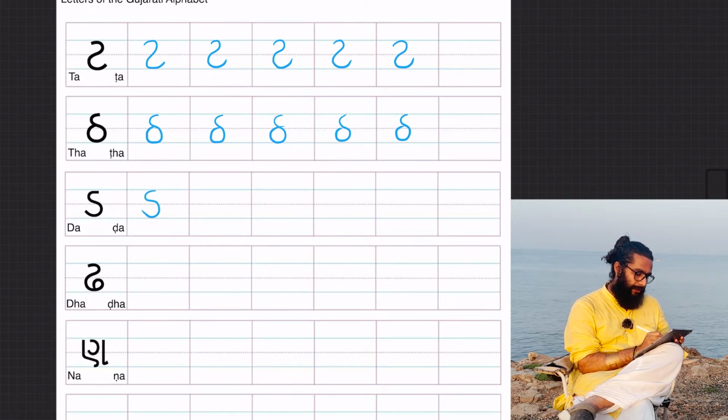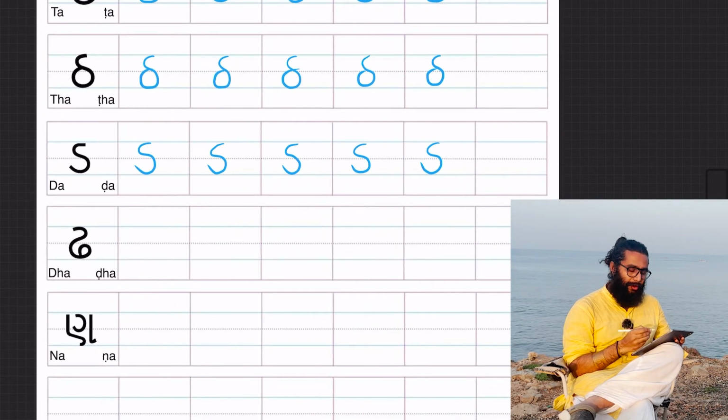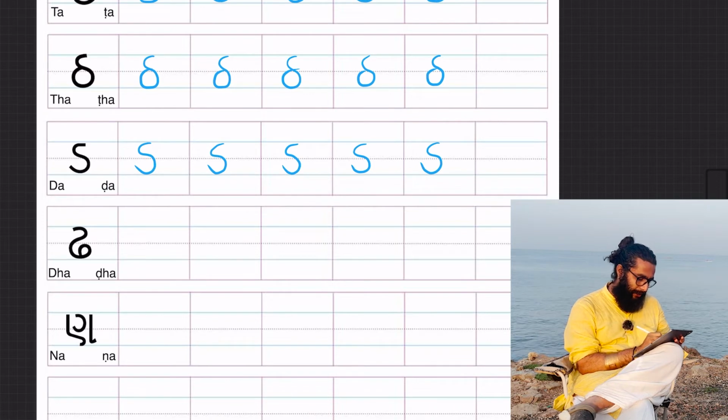Da. The next consonant is a Mahaprana variant of da, which is dha.